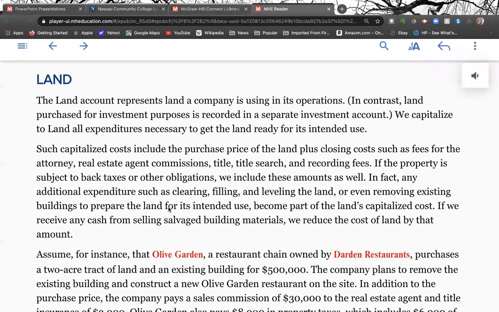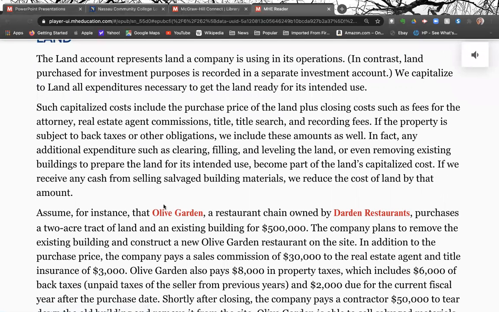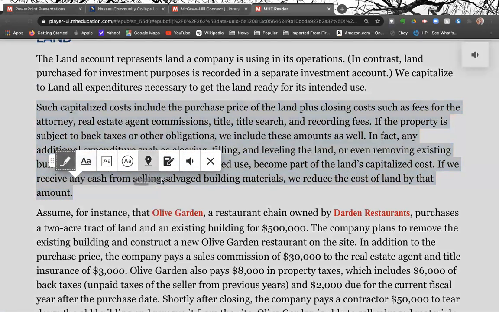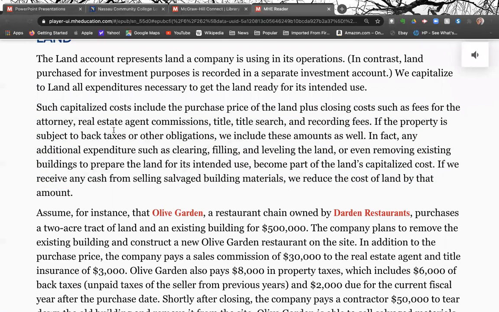So what about land? What goes into the cost of land? Right here, they give you examples in this paragraph. So when you buy land, you don't just pay for the land. You have to pay other costs. For example, you have to have a lawyer, so you have to pay the legal fees. Sometimes you pay a real estate agent's commission. You have to pay to have the land put in your name. That's title. That's what that means, right?